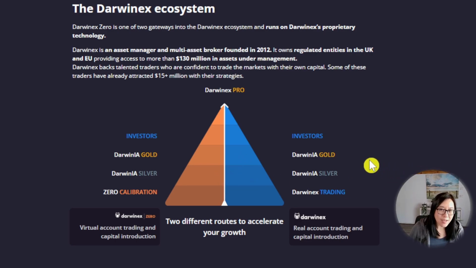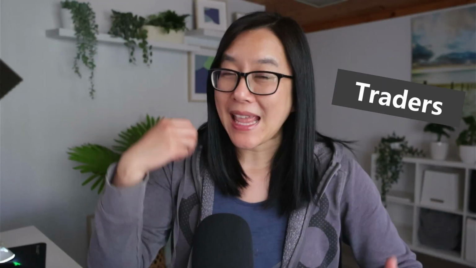In both silver and gold stages, there is a correlation rule, which loosely is defined as you can't have the same strategy as someone else. Remember that the Darwinex system is a platform for both traders and investors. And if you think about it from an investor perspective, if you want to put money, spread your money across 5 different traders, you don't want them all to be trading the same strategy.